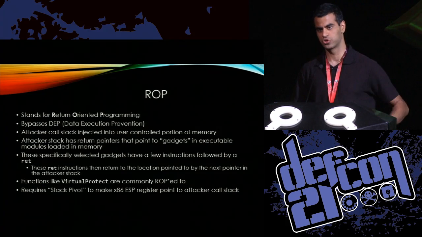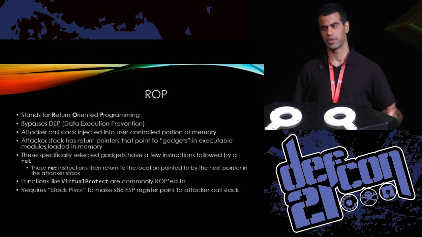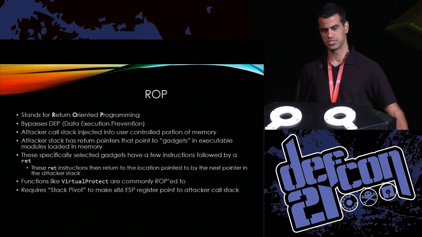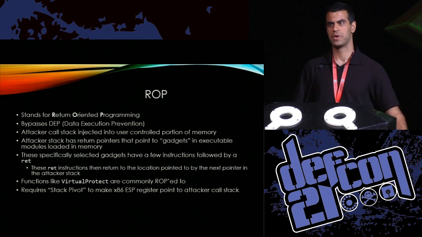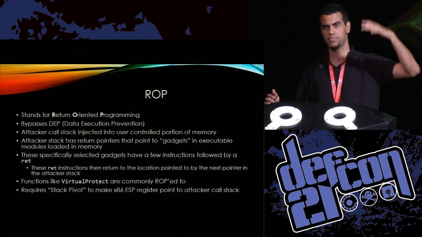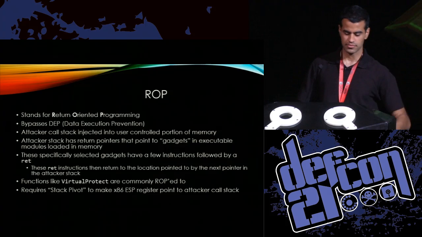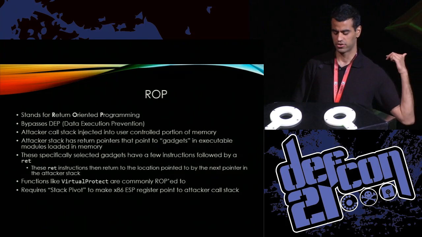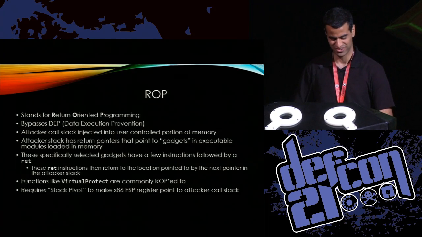And things like VirtualProtect, for example, are commonly ROPed to change memory protection on pages. That's used by a lot of exploits. And stack pivot, for example, is a pivotal technique inside ROP exploits to switch the ESP, which is the stack pointer on x86, from where it's currently pointing, on a regular stack, to the attacker-controlled call stack. I have more information about this in the presentation I did at NullCon about ROP. That was in greater detail, because this is just one slide, like I said. Hopefully you all got what I'm talking about.